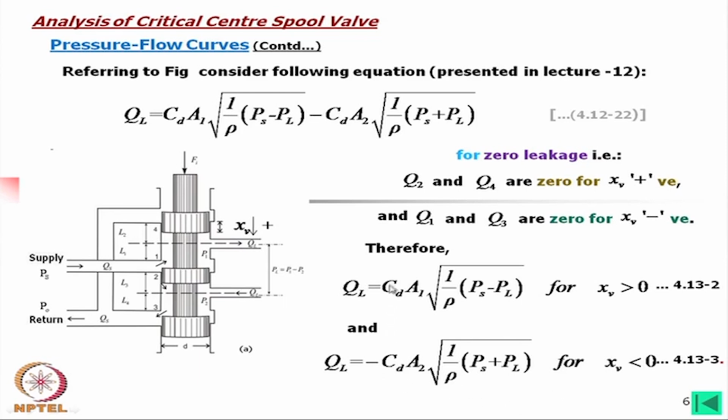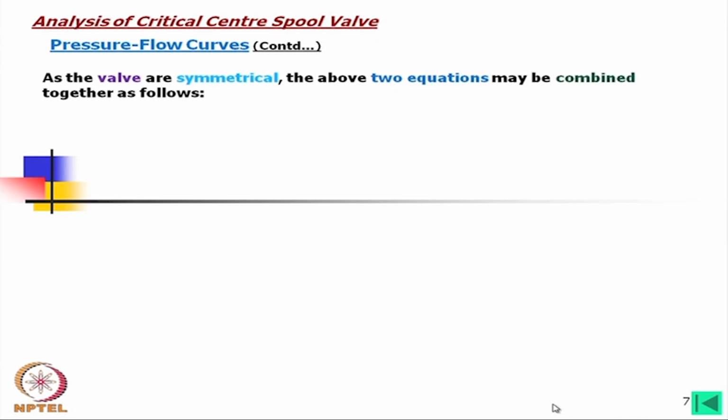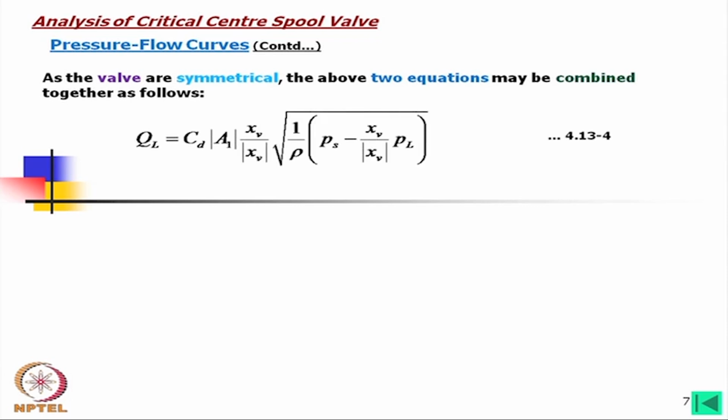Now, here again I would say that except at the small opening, C D can be taken constant for all these orifices, because they are the same, they are matched and symmetric. As the valve is symmetrical, the above two equations may be combined together as well, we can combine these two equations in this form.